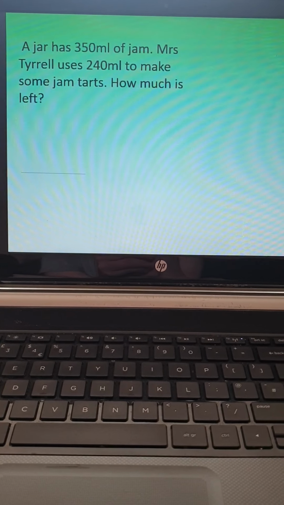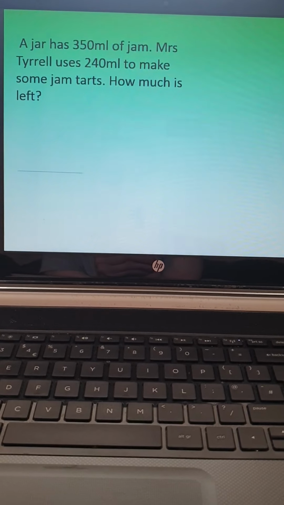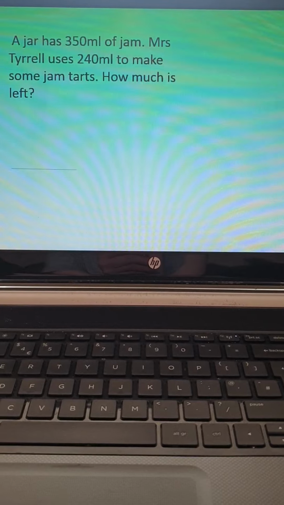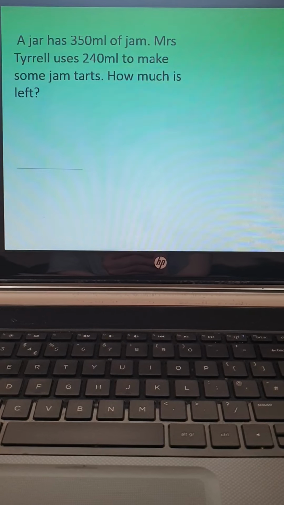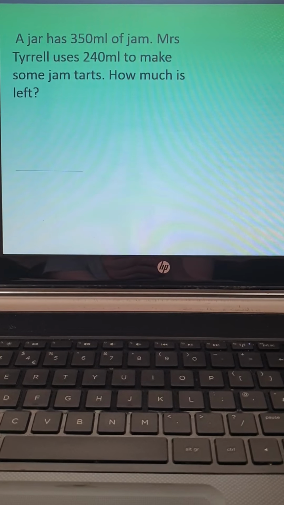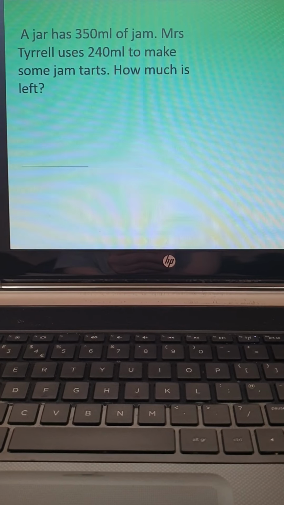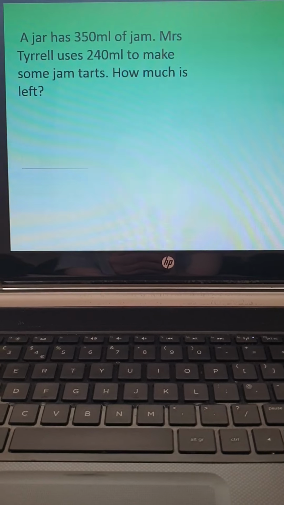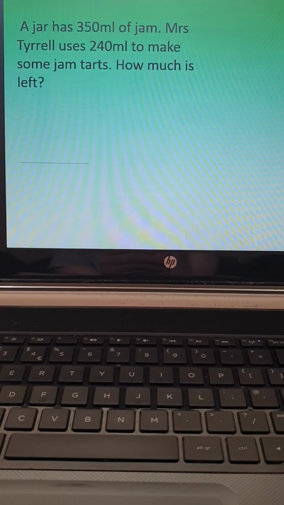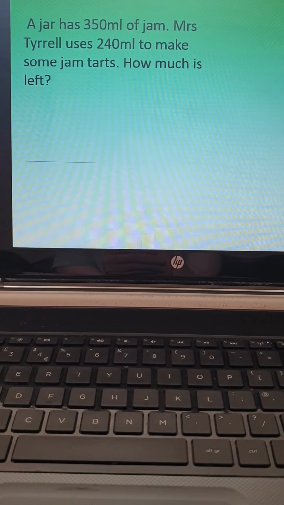Okay, let's look. A jar has 350 ml of jam. Mrs. Tyrrell uses 240 milliliters to make some jam tarts. How much is left? So if she has 350 ml and she uses 240, what could we do to see what the difference is? Now listen to the word I'm using, difference. What is the difference between those two numbers? What would we do? What operation would we use?